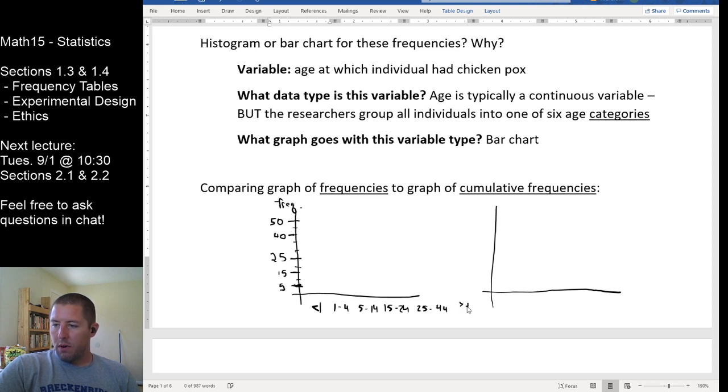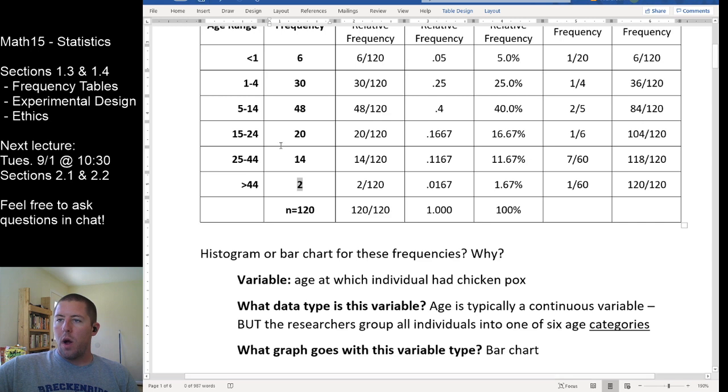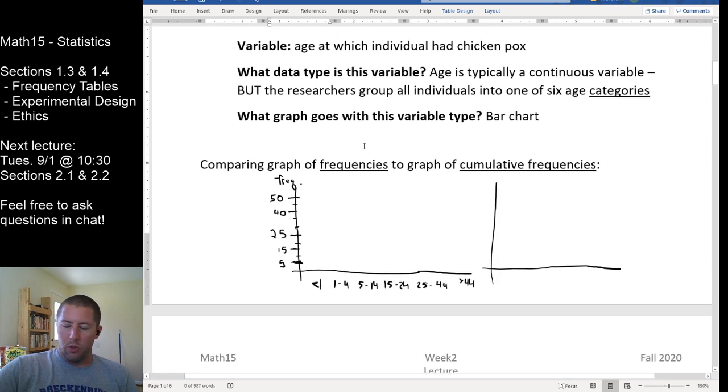And then our greater than 44, so I'll stretch this guy out a little bit here. And now I can go ahead and build my heights here. So our less than 1, we had a total of 6 individuals that experienced the less than 1. So I can go ahead and make my bar that's about 6 units high.